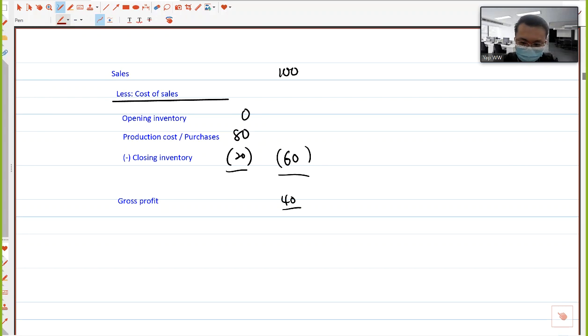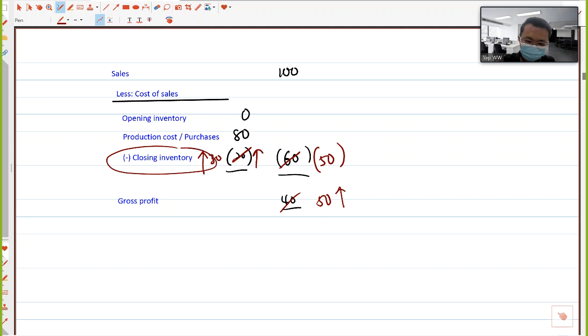Let's say I overstate this figure. Some overheads are not so much related to this stock, but I purposely put it in. I make it 30. So what happened to my cost of sales? It becomes 50. Then my profit will become 50. That's why overstatement of the closing stock will overstate the gross profit. If I understate the closing stock, my gross profit will be understated.